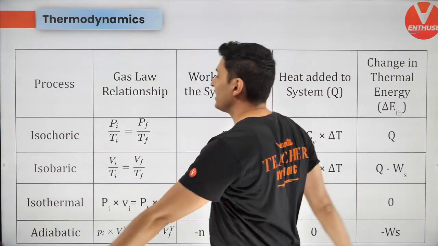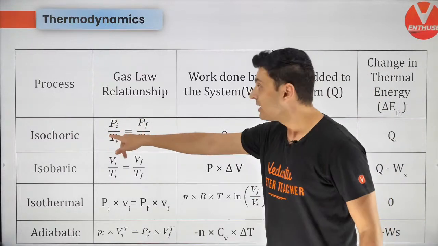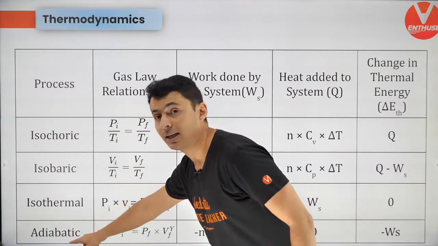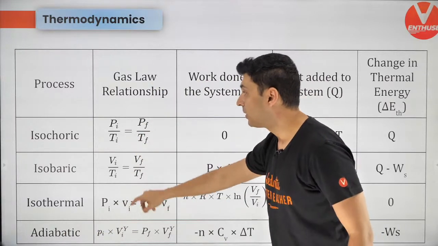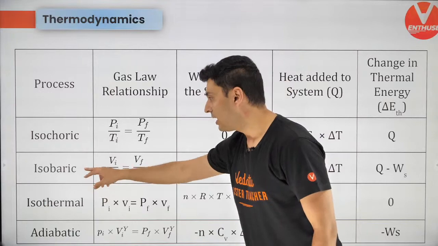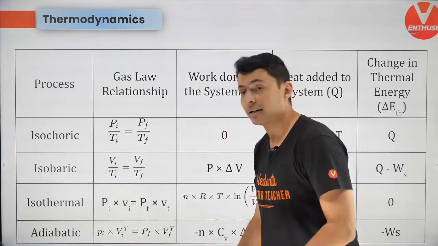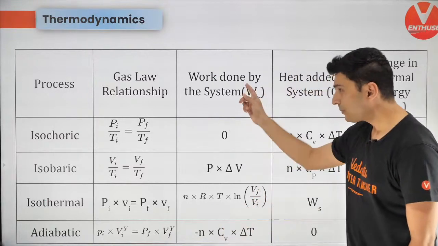Okay, everything in one slide. Note it down, everything. All kinds of processes: isochoric, isobaric, isothermal, adiabatic. Gas law: pressure proportional to temperature. Isochoric means volume constant. Isobaric, pressure constant. Isothermal, temperature constant. Adiabatic, no heat lost or gained.